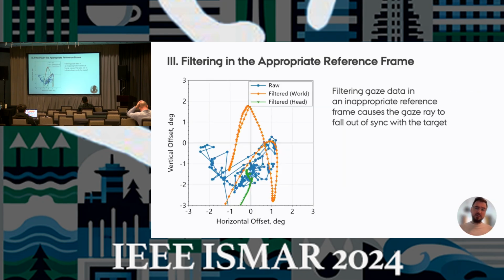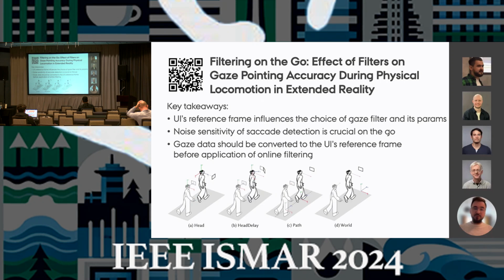This happens because filtering gaze data in an inappropriate reference frame causes the gaze rate to fall out of sync with the target. Thus, our recommendation is that filtering should be conducted in the 3D UI's reference frame. That's it from me. I encourage you to read our paper that contains more detailed guidance on gaze filtering during physical locomotion. Thank you.